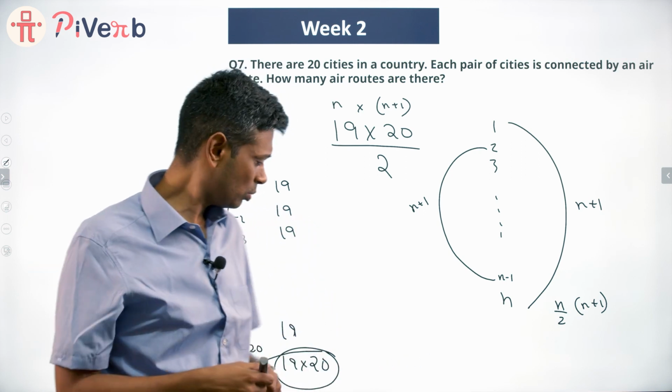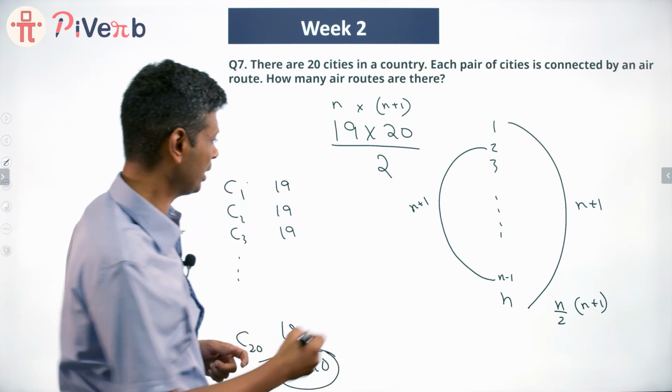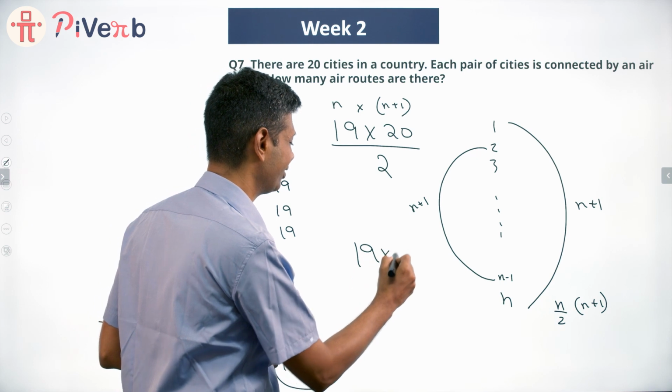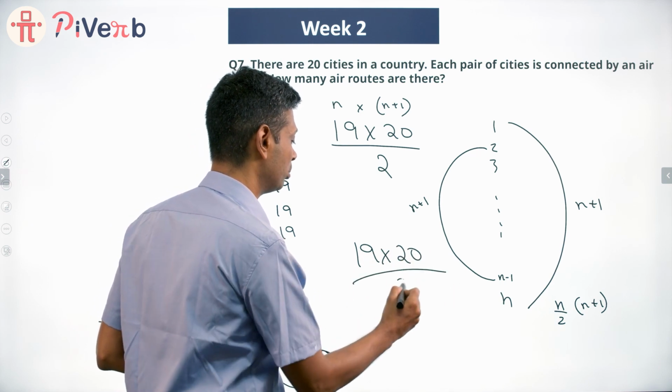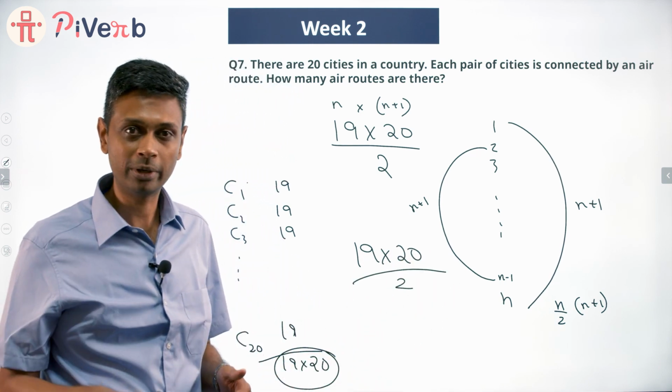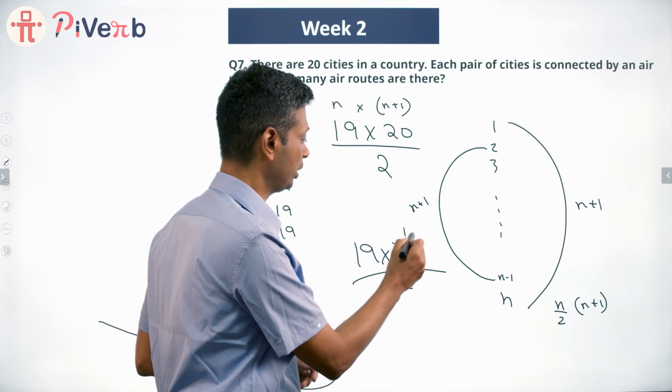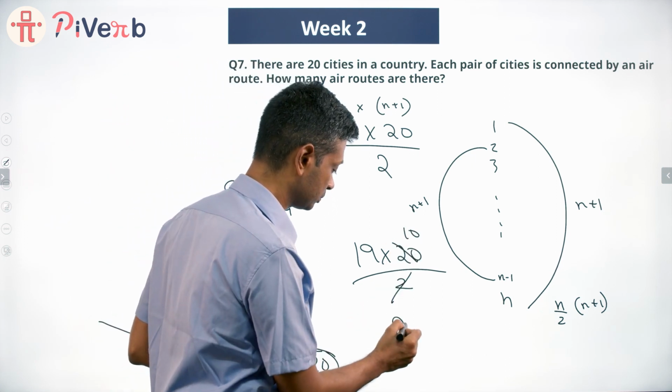I shouldn't. So what do I do? I know I'm double counting. How do I adjust for it? I'll say, okay, it's not 19 into 20, it's 19 into 20 by 2. I doubled everything, so I'll divide by 2. So this is 19 into 10, which is 190.